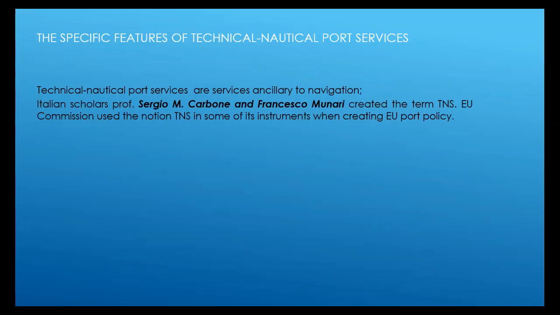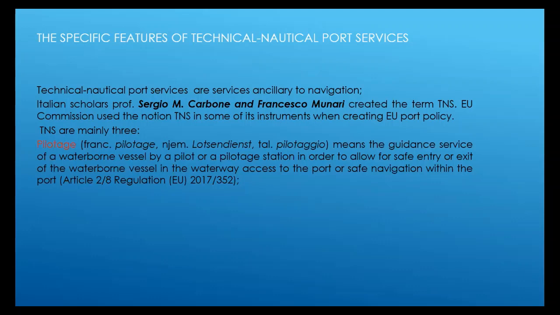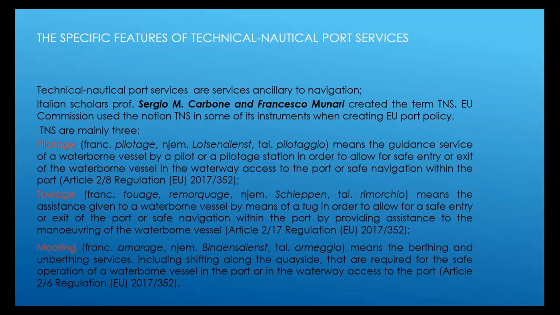In the 90s, Professors Carbone and Munari created the term technical nautical services. These are port services ancillary to navigation, so they serve the ship, not the cargo. And this term was used by the European Commission in some of its instruments when it was creating the EU port policy. There are three technical nautical services, according to Professors Carbone and Munari: pilotage, towage, and mooring.